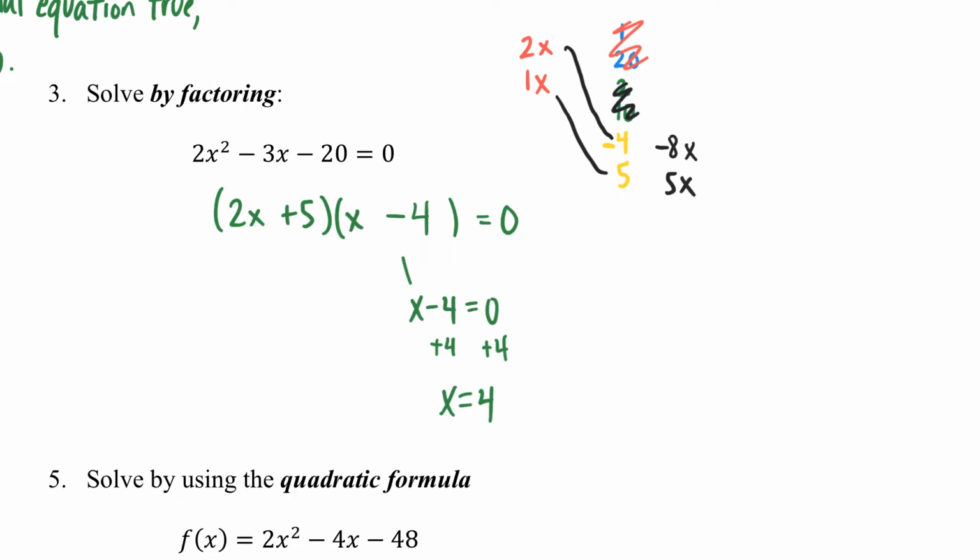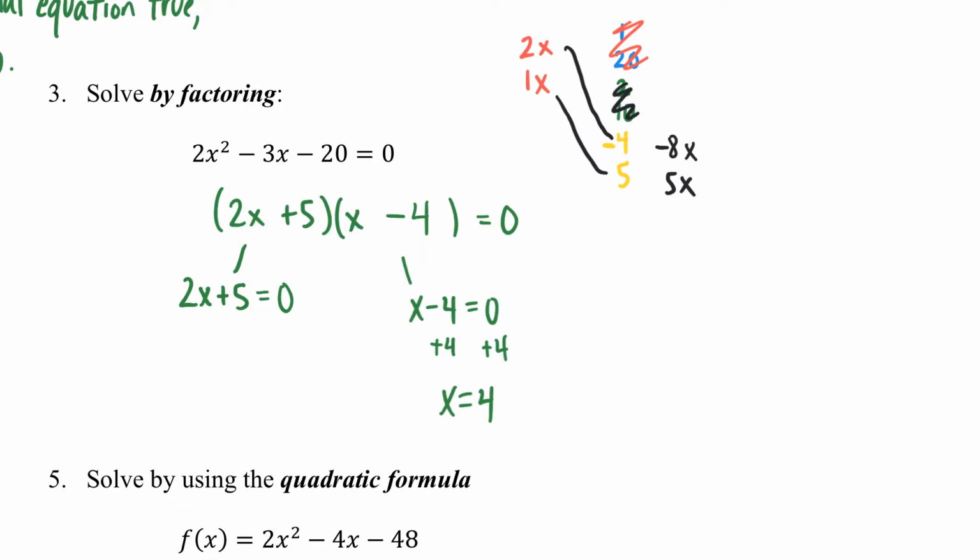However, if you plug in negative 5 for x, you will not get 0. If you don't believe me, go up here and plug in negative 5 and multiply it out. It's not 0. Why is that? Well, because you don't want x to be negative 5. You want 2x plus 5. You want that whole thing to be 0. So set the whole thing equal to 0 and then solve.